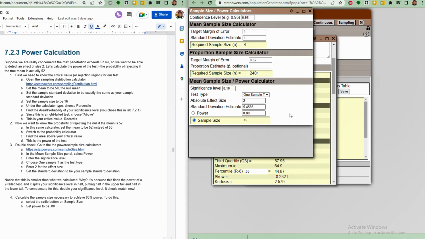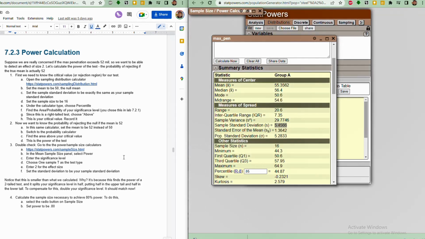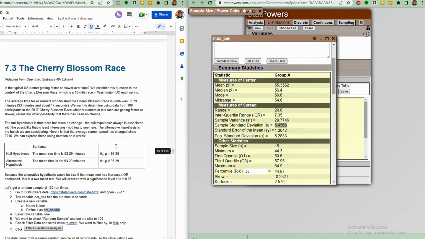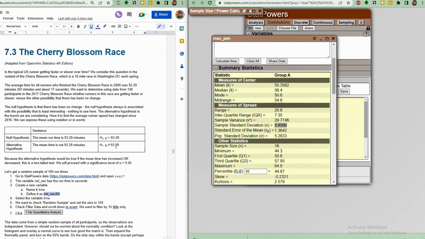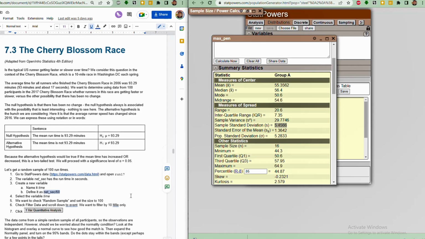So this tells us that if we have a sample size of 49, and if the true mean was 52 as opposed to 50, we would have about an 80% chance to correctly identify that the null hypothesis should be rejected. That's power calculation, and you'll read more about it, and it'll make more sense when you work through the lab. I just want to show you how it's done here.